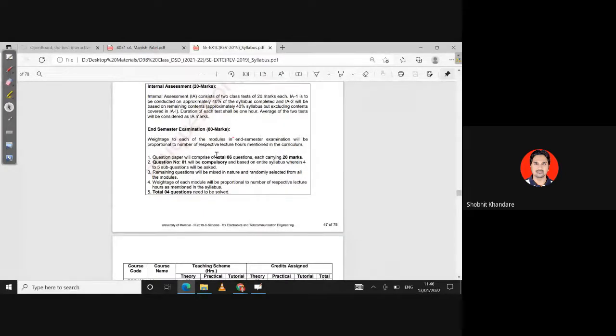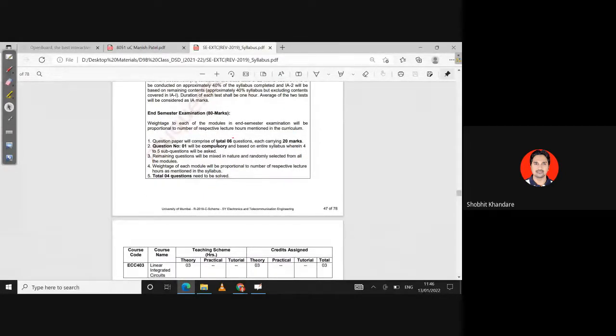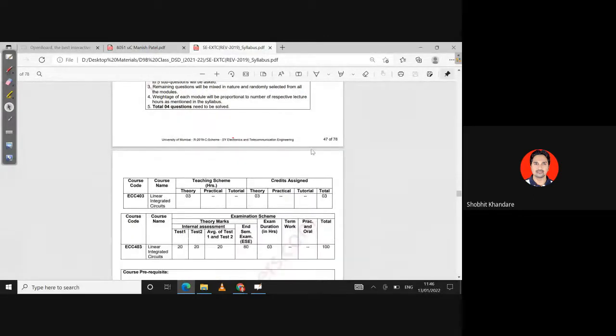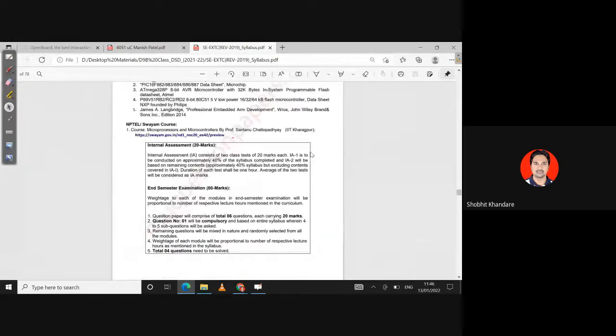Very same thing. If everything goes well, you will be writing your exam physically. Otherwise, you will have it online. So that is related to the microcontroller.